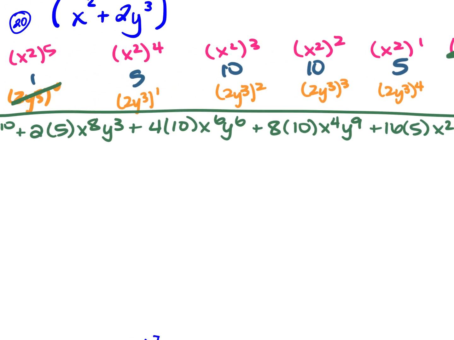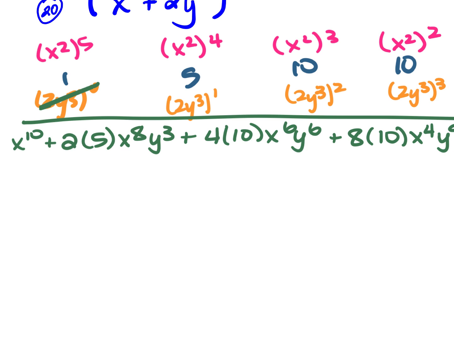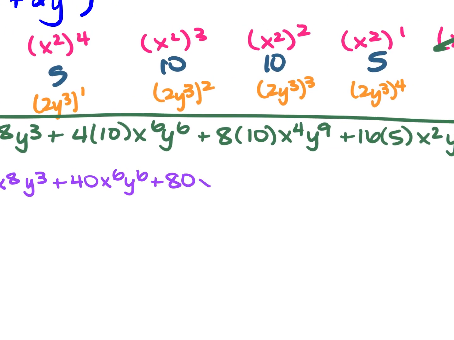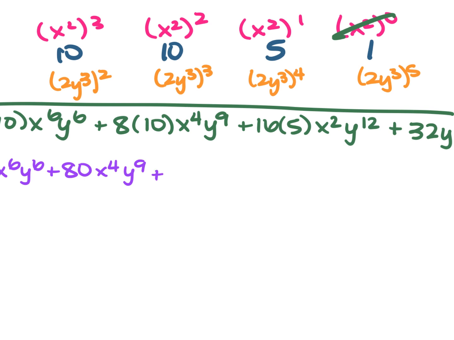So from here, we just multiply, and we have x to the 10th power plus 10, x to the 8th, y to the 3rd, plus 40, x to the 6th, y to the 6th, plus 80, x to the 4th, y to the 9th, plus 16 times 5 is 80, x squared, y to the 12th, plus 32, y to the 15th.